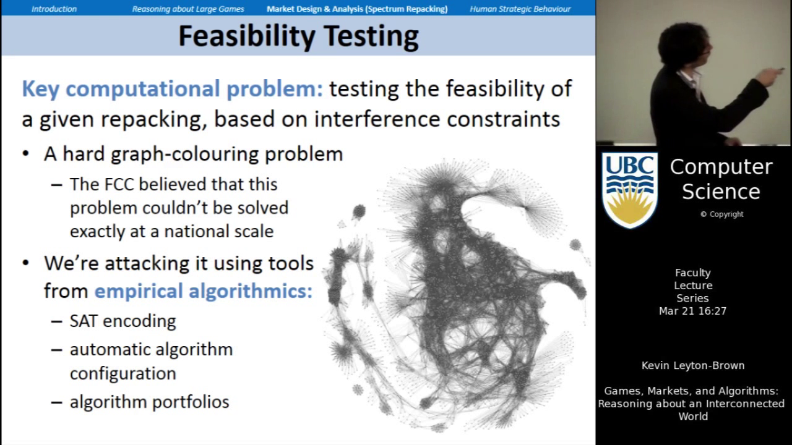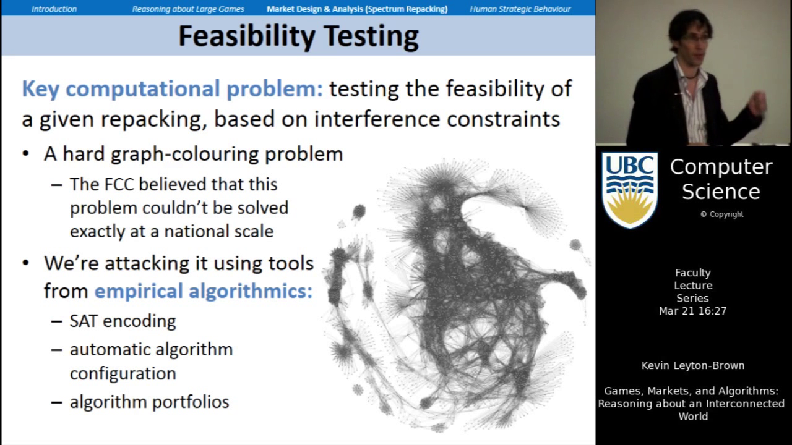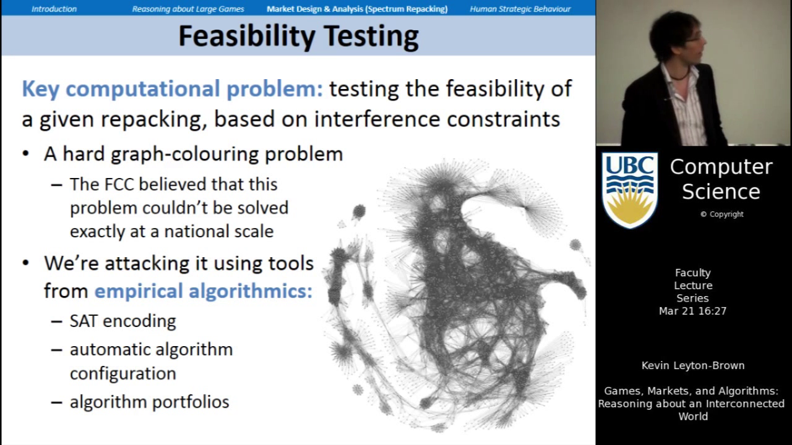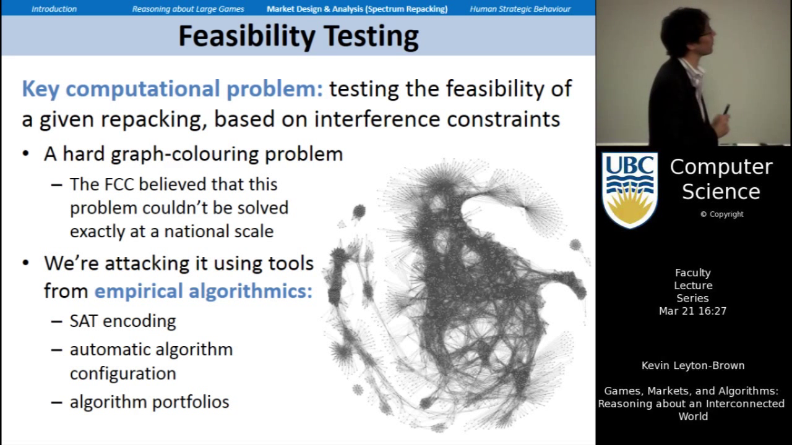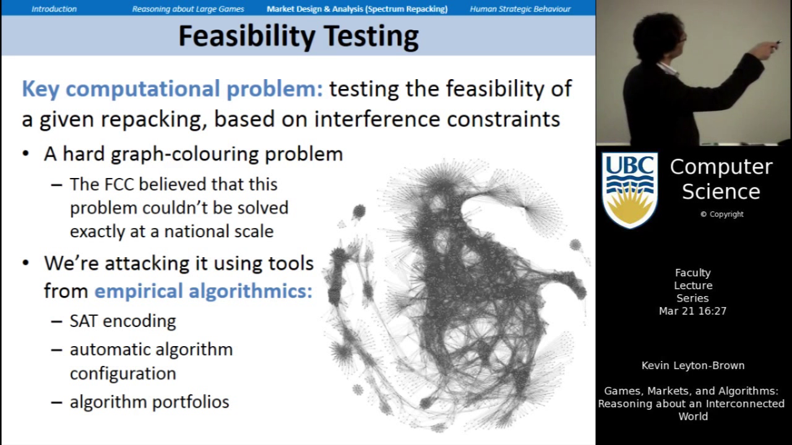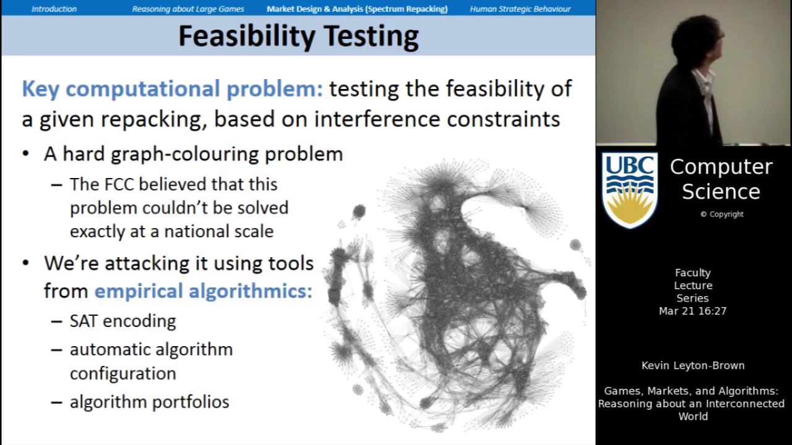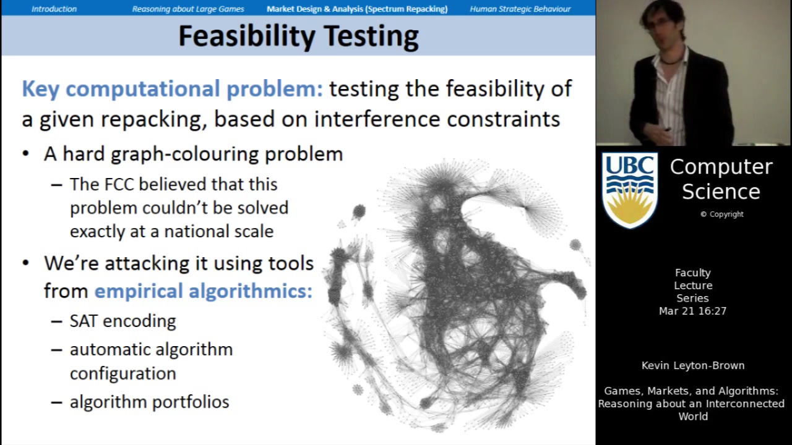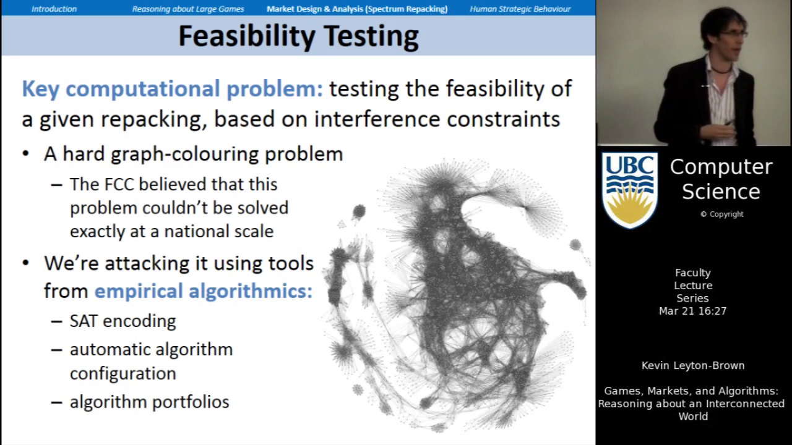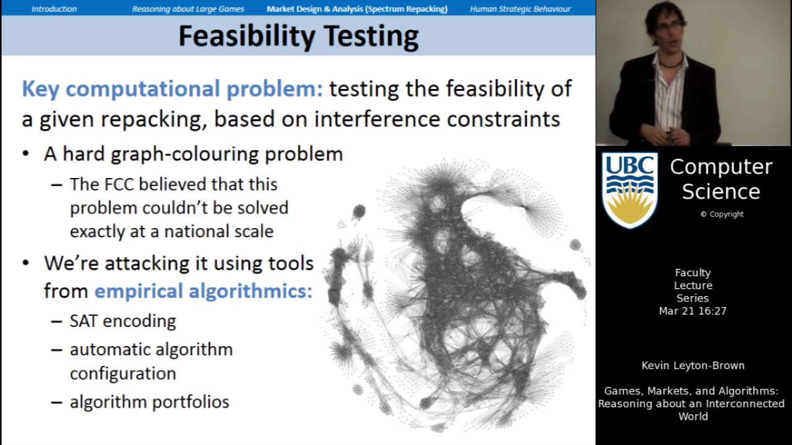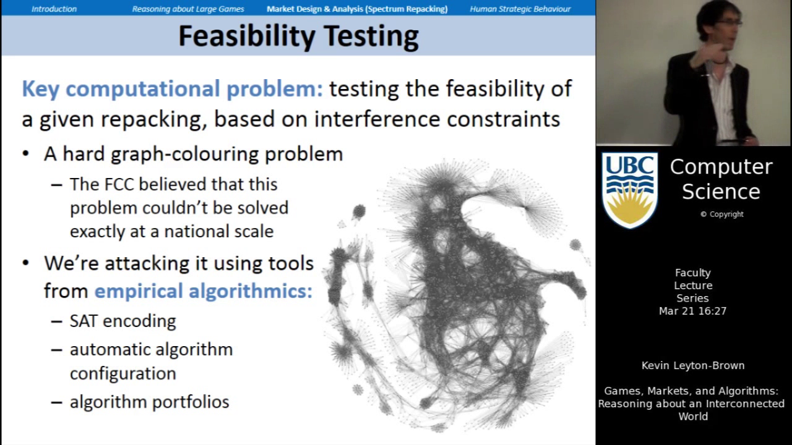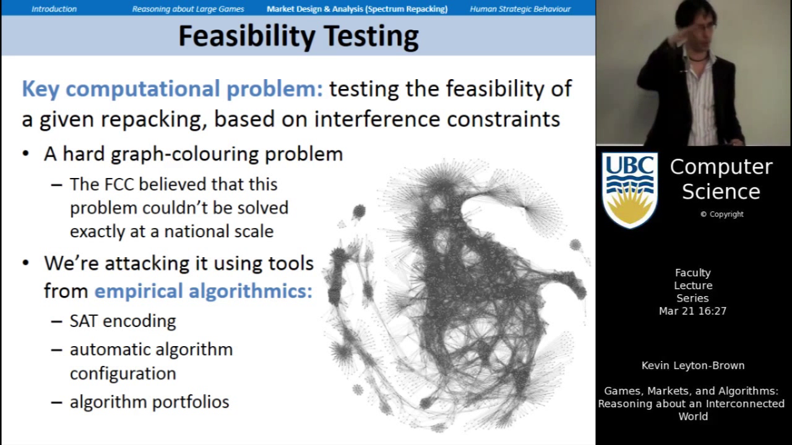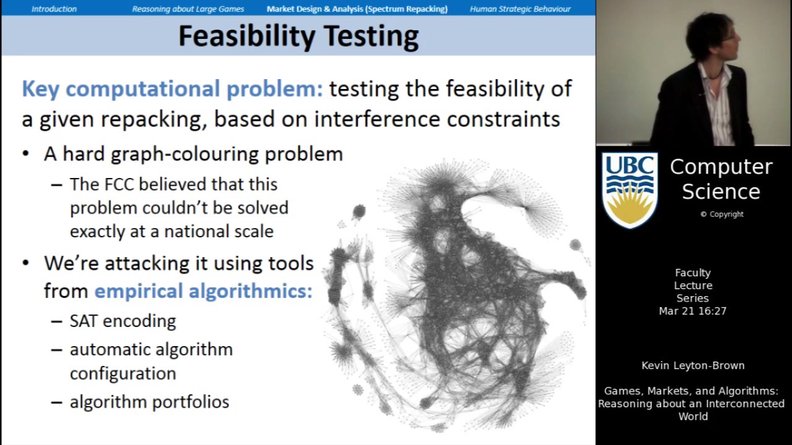This is actually the constraint graph of the real problem for the whole national US. So every one of these nodes in the graph is a station, and there's an edge between two stations if they interfere with each other. This is the eastern seaboard, more or less, where the population density is the greatest. And the FCC believed that this simply couldn't be done at a national scale, and so they were looking at all kinds of relaxations to the problem, which would work in the auction, but which would lead them to paying a lot more because they would give up on being able to push the repacking further along.